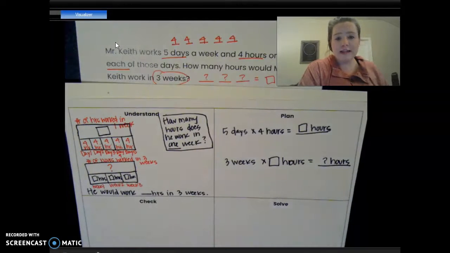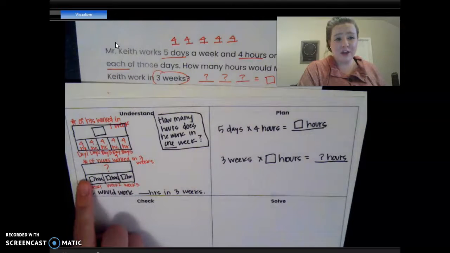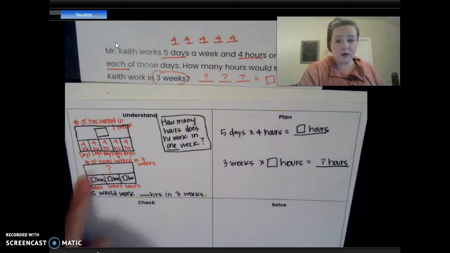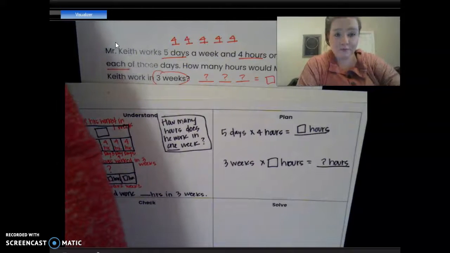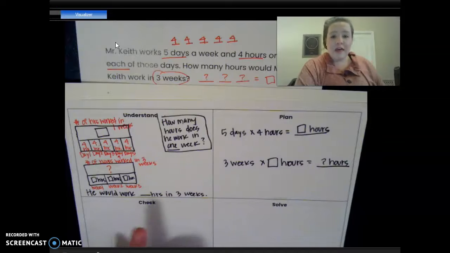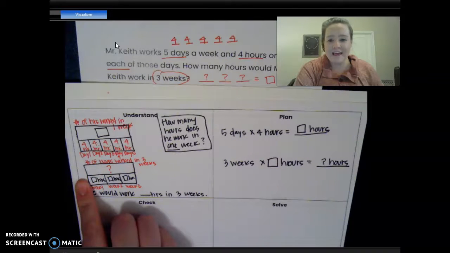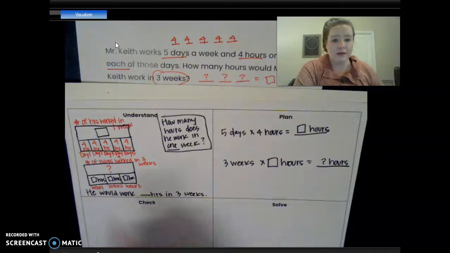So in order to find out the total number of hours for all 3 weeks, I had to know how many hours would have been in just 1 week, because the number of hours in the first week would be the same in the second week and in the third week, okay? So that was step number 1. Then once I found out that, I made my second strip diagram, and you can find the number of hours he worked in all 3 weeks, okay?